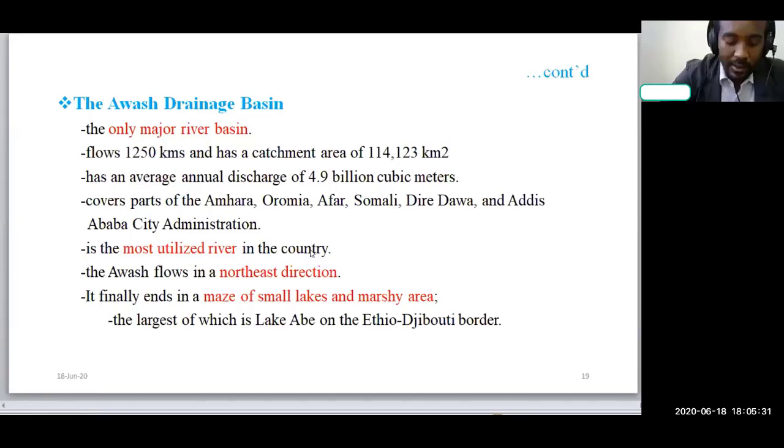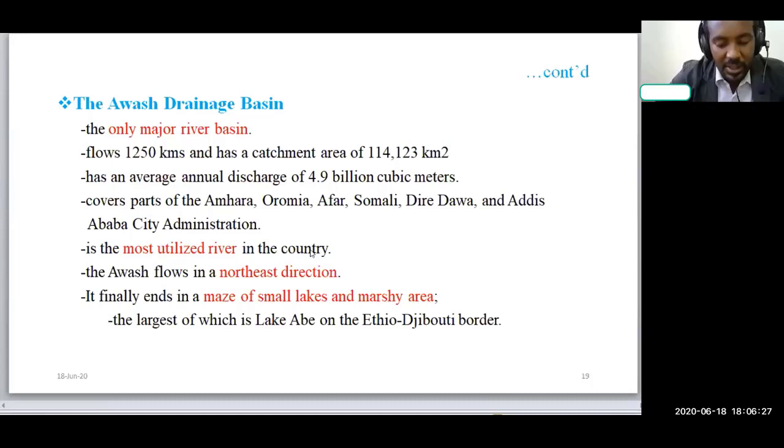What about the Rift Valley drain system? Which rivers together or individually form this system? It is a very important question. Remember, the Awash drain basin is a river basin that is part of the Rift Valley drain system. From which highland region does this river originate? These are questions related to the Rift Valley drain system. In fact, the Awash River Basin is the only major river basin. That means there are smaller rivers in this drain basin, but the major one is the Awash River Basin.